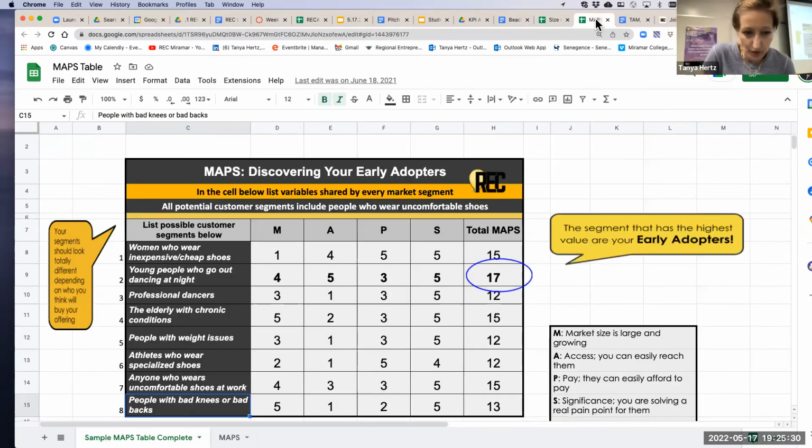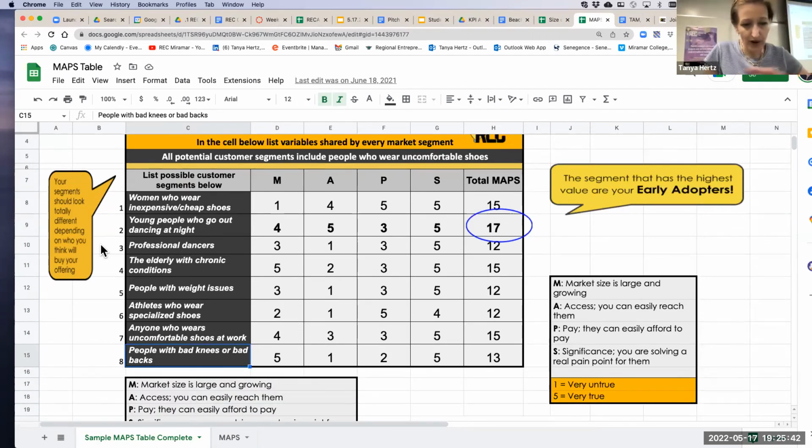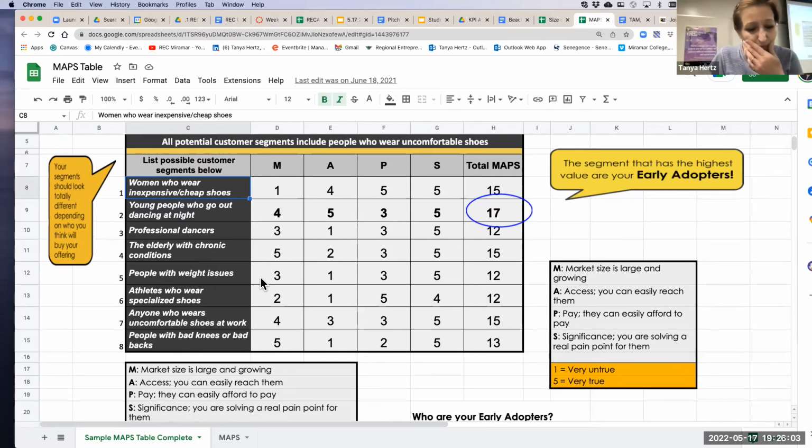So let's go back over to the maps table first and show you how you pick which market you want to actually further explore. So I went through, I brainstormed all of these with my team, and I came up with 8 potential customer segments. Eventually, my startup might reach all of them. I might have a different marketing campaign for each one of them, but right now I want to know which to go to first. The way that I do this is I estimate the size of the market or the strength of the variable based on 4 different criteria. And those criteria, I call them maps.